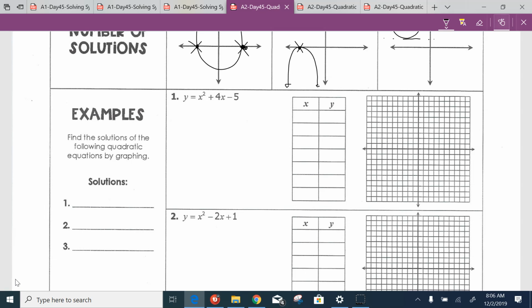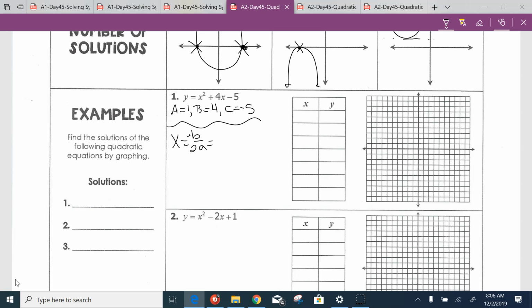So here we have three equations in standard form. Remember, we have A, B, and C. A is the number of x squares that you have. B is the number of x's that you have, in this case positive 4, and C is your constant at the end, negative 5. To get your axis of symmetry, that is negative b over 2 times your a value.